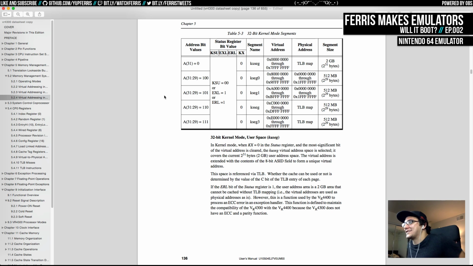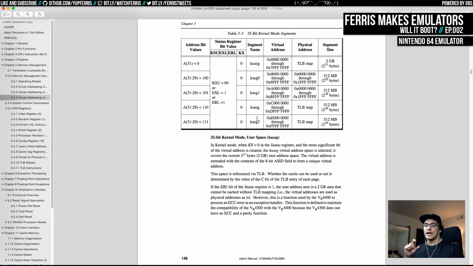CodeSlinger001 says, there we go, that's the money shot. So what this is telling us is that depending on these different parts of this address value, because if we're going to read a byte from a virtual address, and that's going to be a 32-bit virtual address, I understand. Depending on which of these bits in this address are set, those will apply to these different kernel segments.